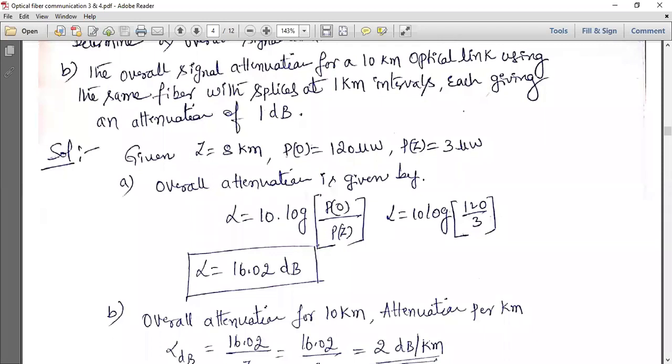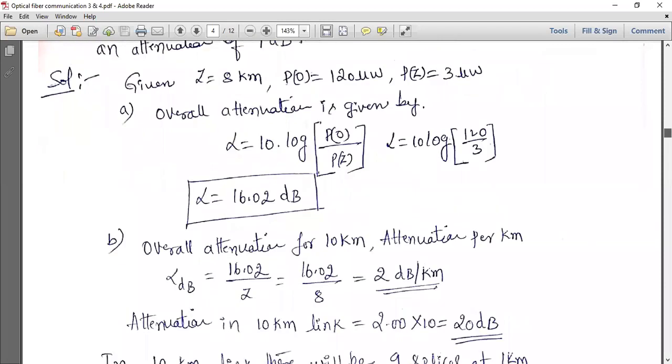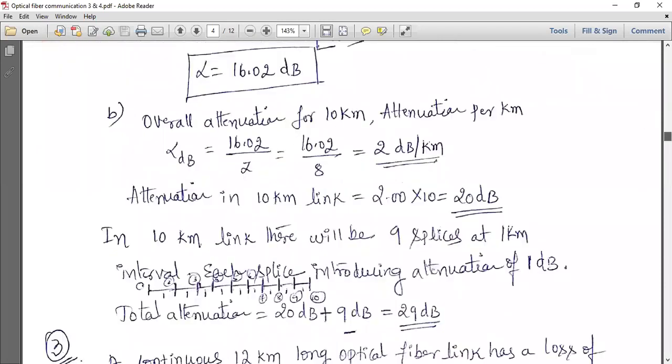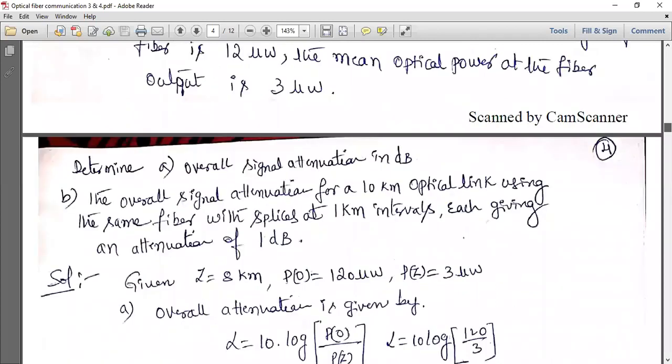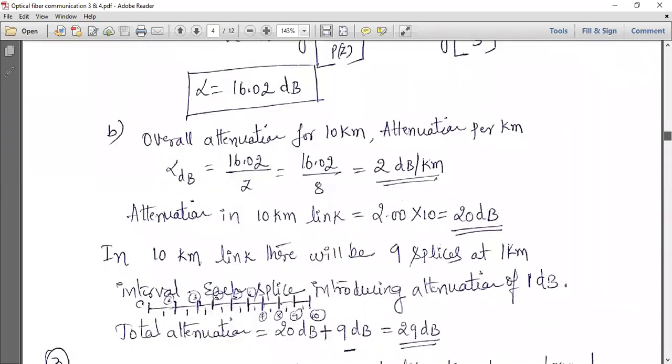So during splicing there will be some losses. Those losses he has given, he has considered as 1 dB lost after 1 kilometer. So for that purpose, you have to consider the splicing loss also. Along with your 20 dB loss after 10 kilometer, the splicing loss will be 9 dB, because after each kilometer there will be one splicing. At the end of 10 kilometer, there is no connection. So you will get 9 splices instead of 10 splices.